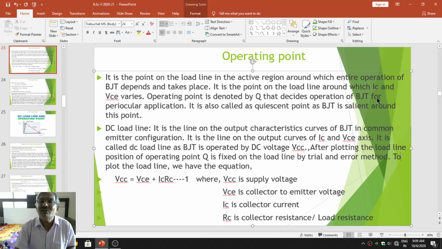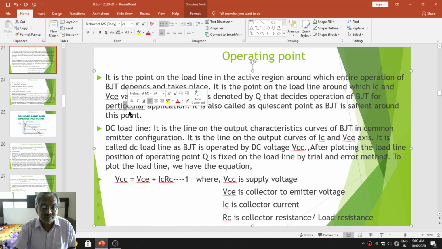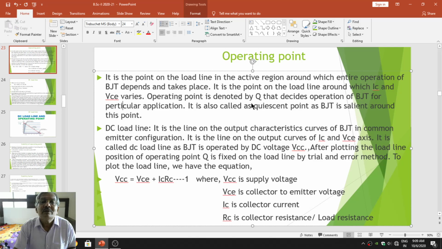That decides the operation of the BJT for a particular application. Means the operating point decides the operation of the BJT, whether it is going to act as a switch or as an amplifier. It is decided by the location of the operating point. It is also called a quiescent point because the BJT is silent around the operating point.